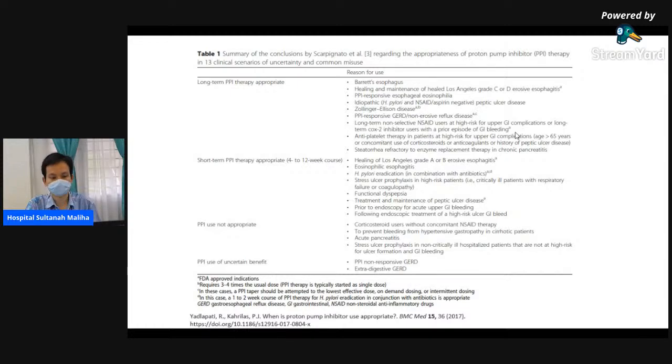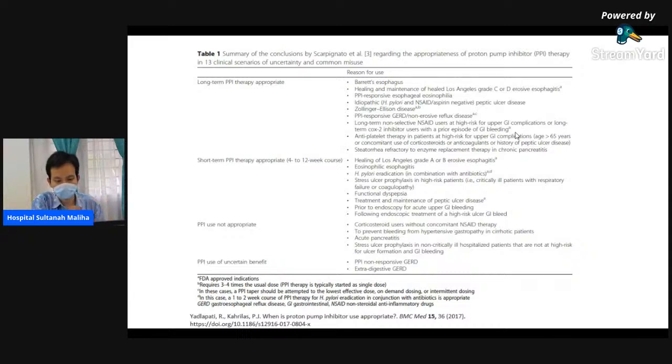Then what justifies short-term PPI per se, which is a duration of 4 to 12 weeks of courses, would be the healing of Los Angeles grade A and or B erosive esophagitis, eosinophilic esophagitis, Helicobacter pylori eradication, which is used in combination with antibiotics like clarithromycin that we know, stress ulcer prophylaxis in high-risk patients, which will be one of our focus of discussions today, functional dyspepsia, treatment and maintenance of peptic ulcer, prior to endoscopy for acute upper GI bleeding, as well as following endoscopic treatment of a high-risk upper GI ulcer in GI bleed. These are considered 4 to 12 weeks of PPI is considered acceptable, but not beyond that.